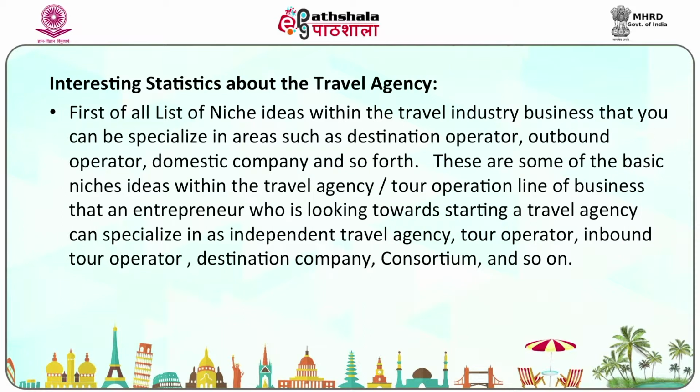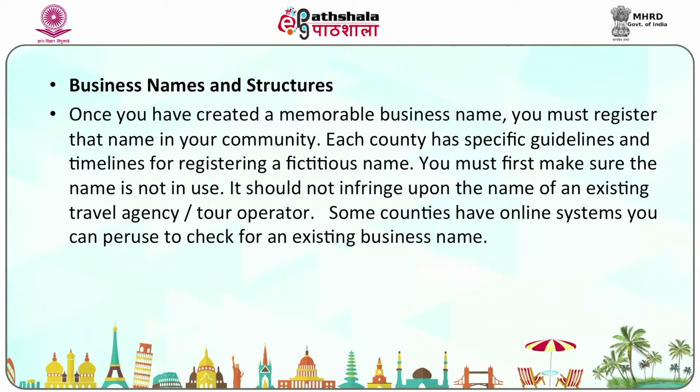Interesting statistics about the travel agency. First of all, list the niche ideas within the travel industry business that you can specialize in, in areas such as destination, ground operator, domestic company and so forth. These are some of the basic niche ideas within the travel agency and tour operation that an entrepreneur who is looking towards starting a travel agency can specialize in: independent travel agency, tour operator, inbound tour operator, destination company and any other. Next point, business names and structure.